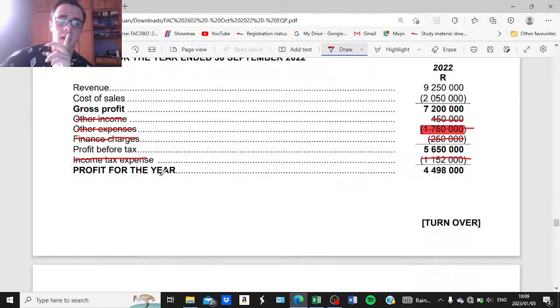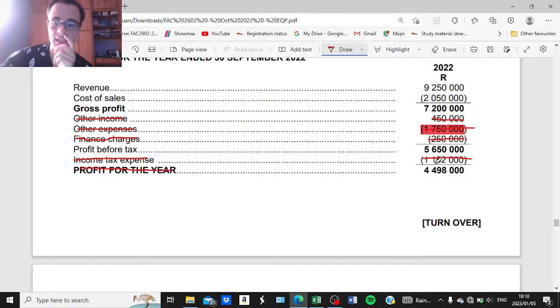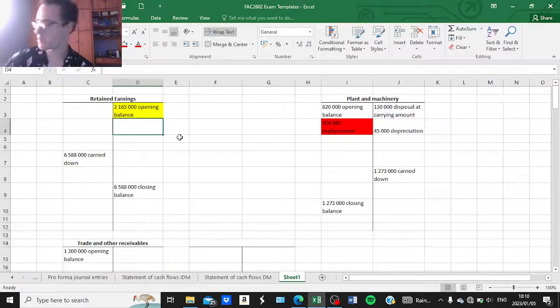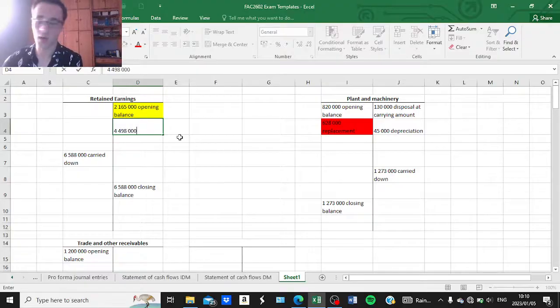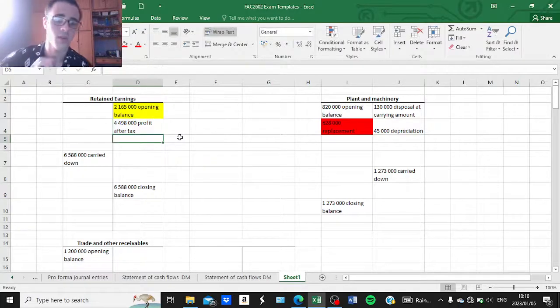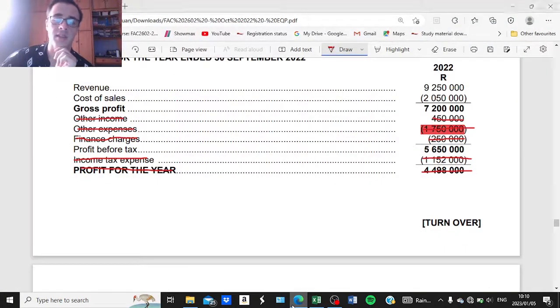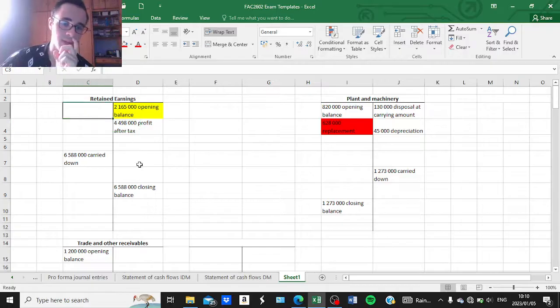Now, rather the profit after tax. And this amount was given as 4,498,000. So 4498 was the profit after tax, which would have increased the retained earnings account. All right. And now we just need to calculate the balancing figure because that will represent dividends declared.